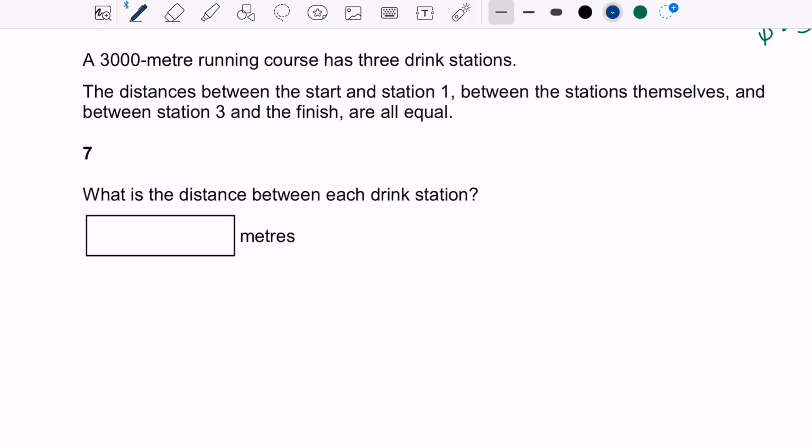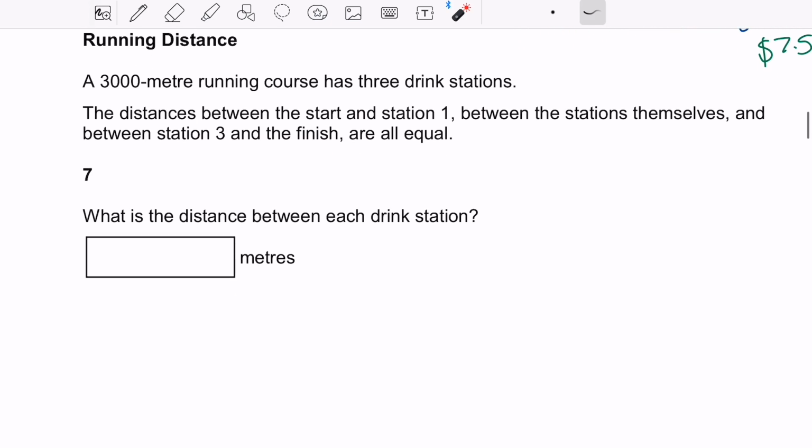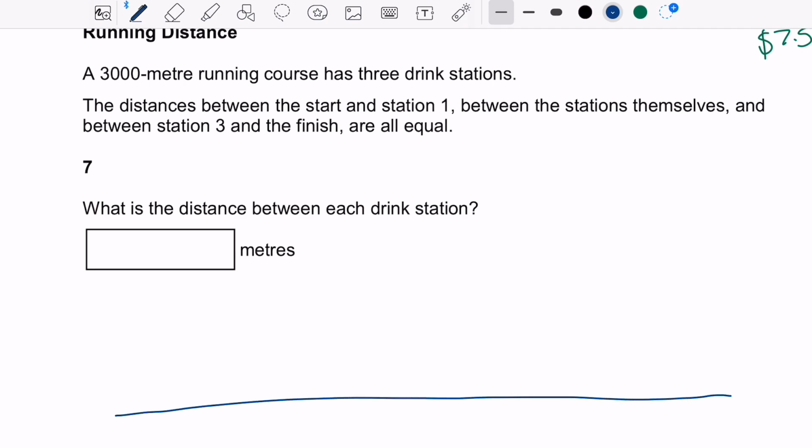Alright, question 7 says, a 3,000 meter running course has 3 drink stations. The distance between the start and station 1, between the stations themselves, and between station 3 and the finish are all equal. What is the distance between each drink station? Okay, so I'm definitely going to draw this one out to visualize it. So I have start and station 1. So here's my running course. Here I'm going to have start. Here I'll put station 1.